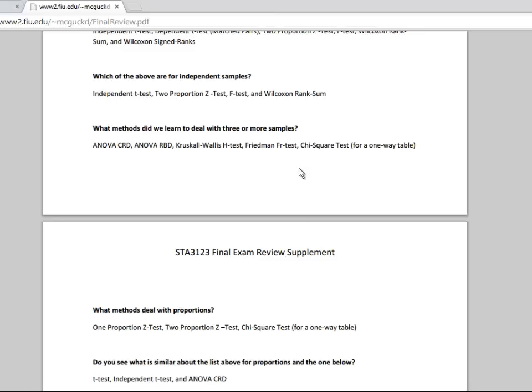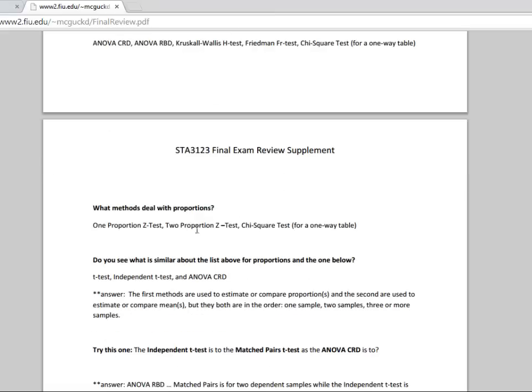What's similar about these procedures? Well, we know that Anova CRD and Kruskal-Wallis both deal with independent samples. Anova RBD and the Friedman FR deal with dependent samples. And chi-squared doesn't really fit with any of those because it deals with proportions, right? And then what methods deal with proportions? Well, 1 proportion z-test, 2 proportion z-test, and then the chi-squared test for a one-way table. So they're connected, right? It's basically 1, 2, and then 3 or more.